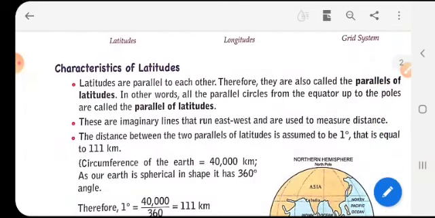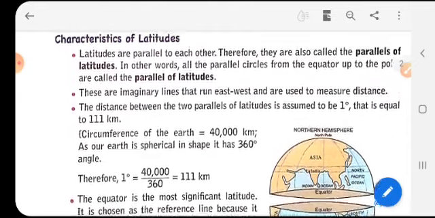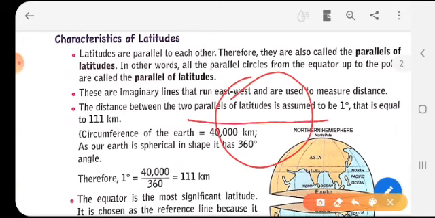Let's see what the characteristics of a latitude are. Latitudes are parallel to each other. Now, children, when we are drawing the latitudes, they move along these lines. So you know what a parallel is. A parallel is those lines which do not meet at any point.